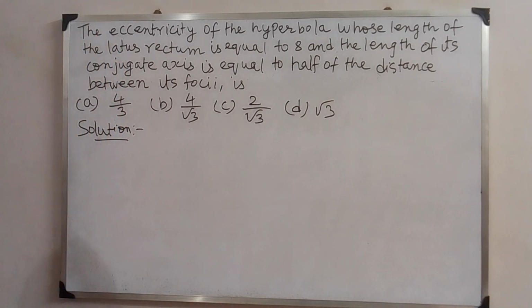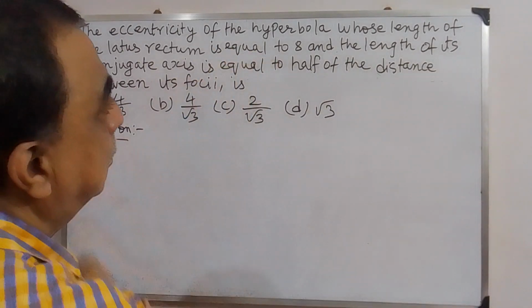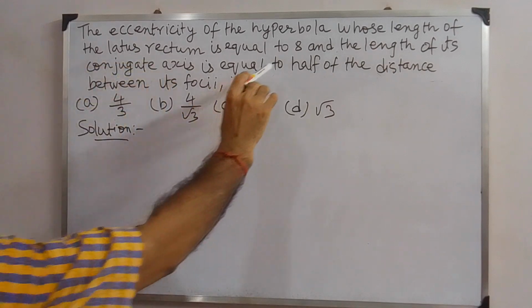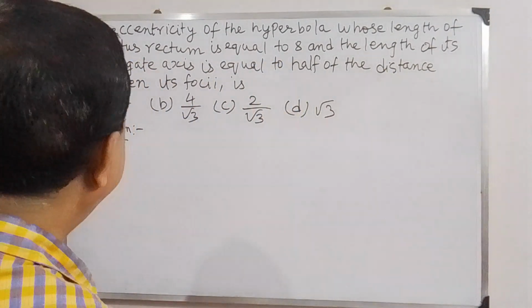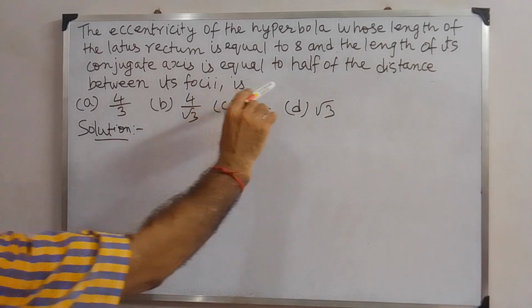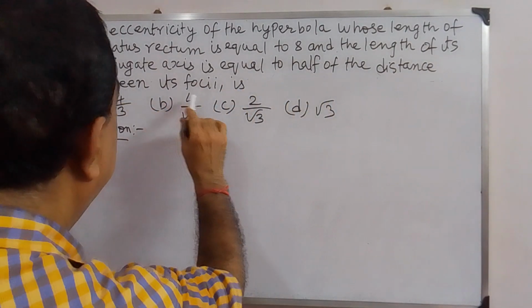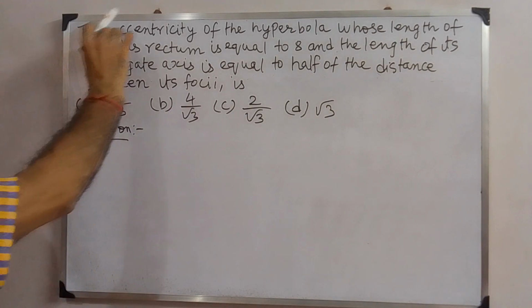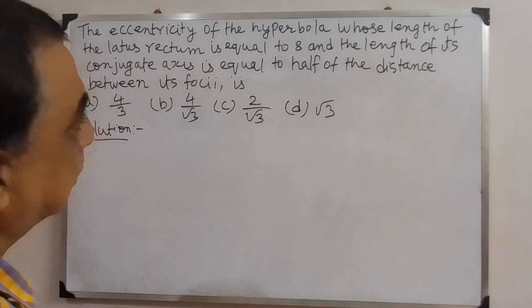Now see here. What is the question saying? The question is saying that there is a certain hyperbola whose length of the latus rectum is equal to 8 and the length of the conjugate axis is equal to half of the distance between the foci. And we have to find the eccentricity of that hyperbola.